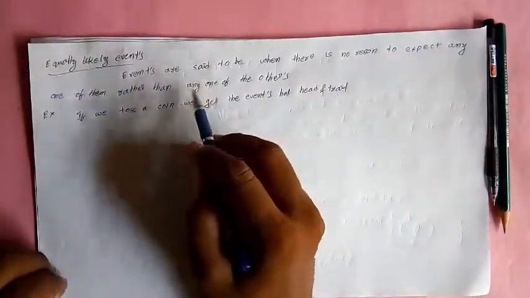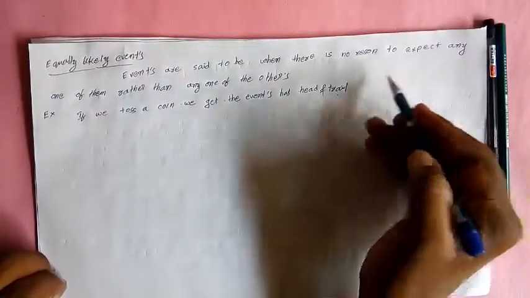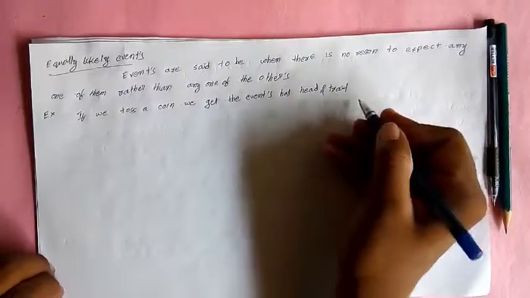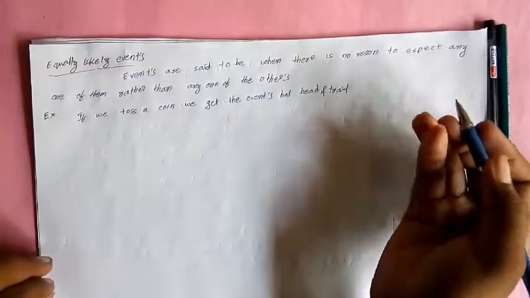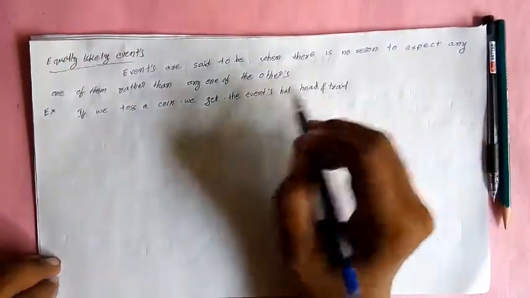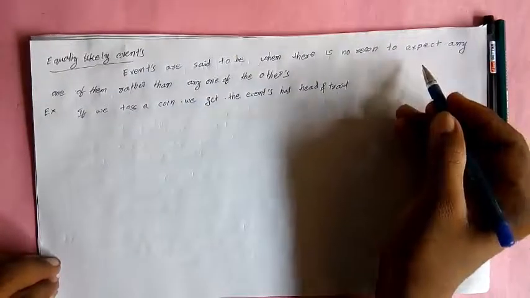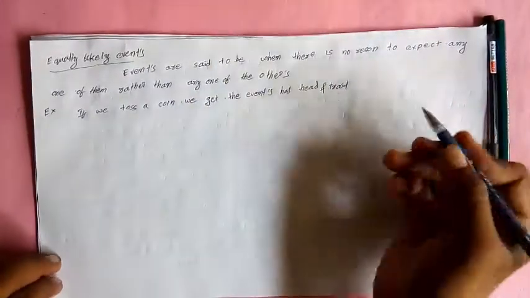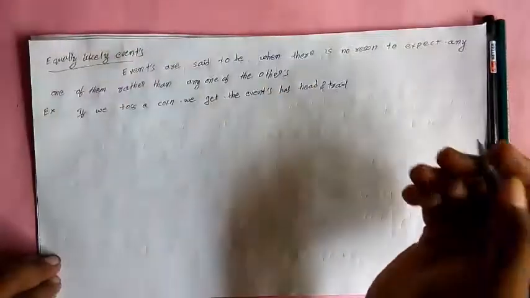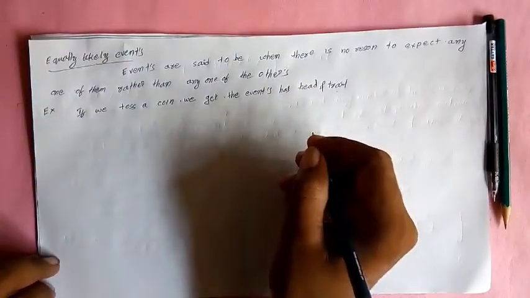Two events are said to be equally likely when there is no reason to accept any one of them, either head or tail. This is called the definition of equally likely events.